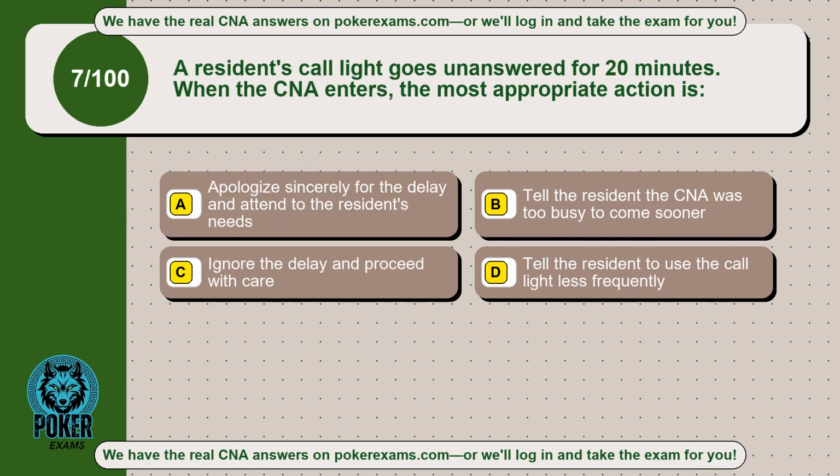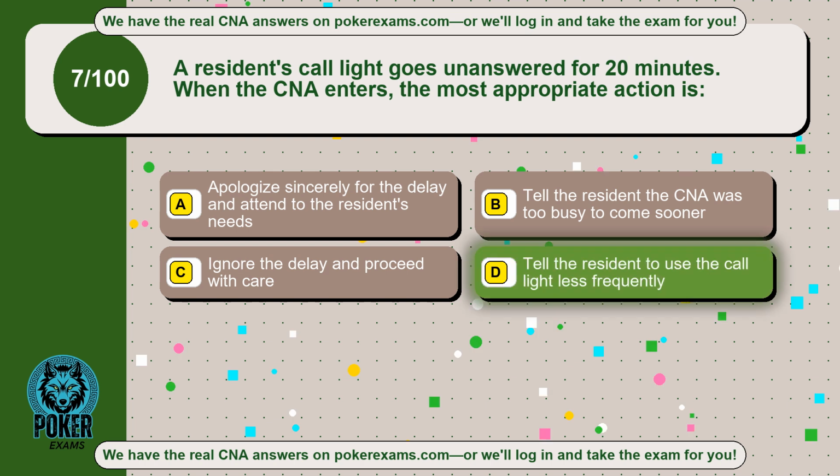Question 7. A resident's call light goes unanswered for 20 minutes. When the CNA enters, the most appropriate action is: Option A. Apologize sincerely for the delay and attend to the resident's needs. Option B. Tell the resident the CNA was too busy to come sooner. Option C. Ignore the delay and proceed with care. Option D. Tell the resident to use the call light less frequently.